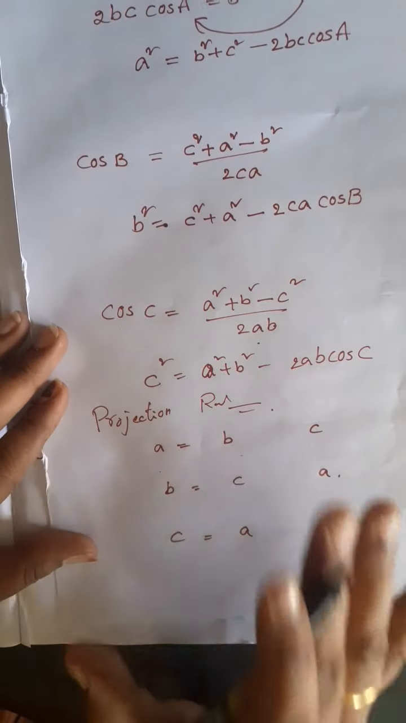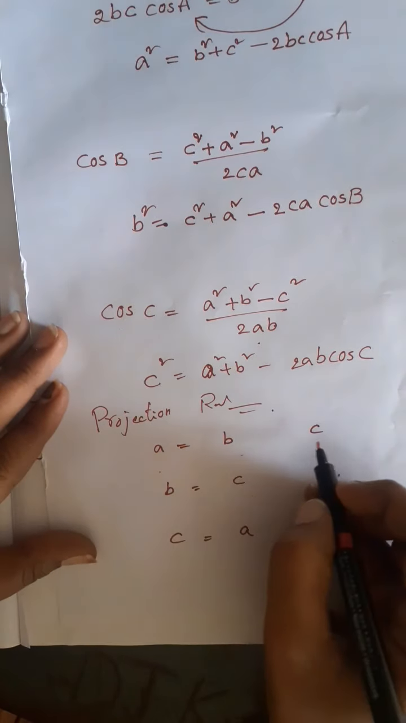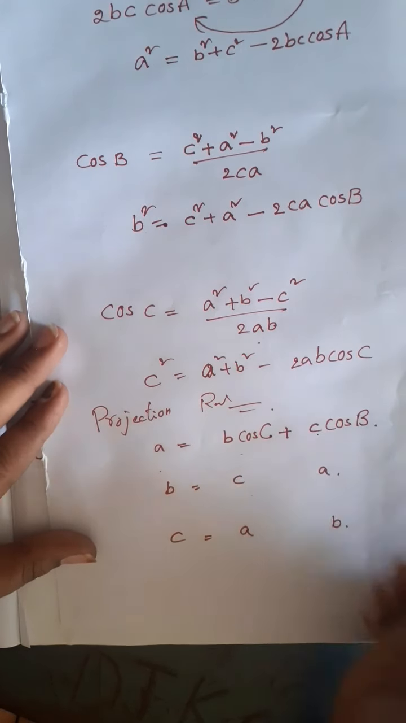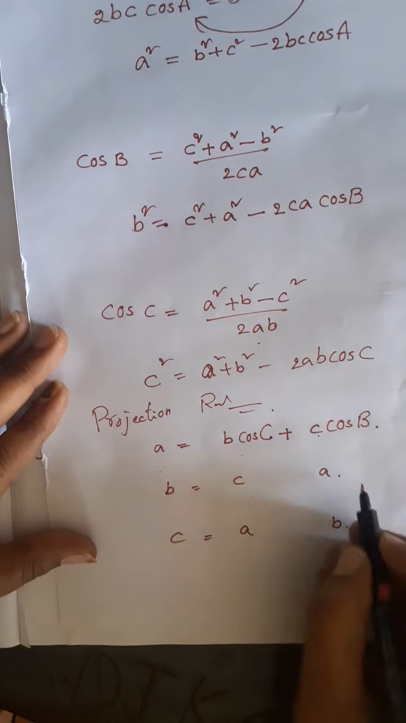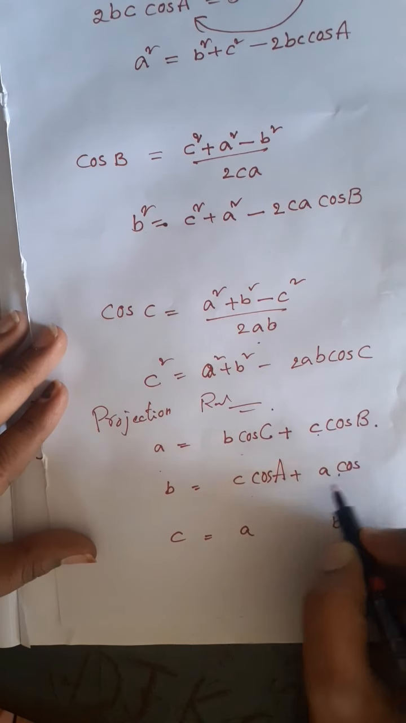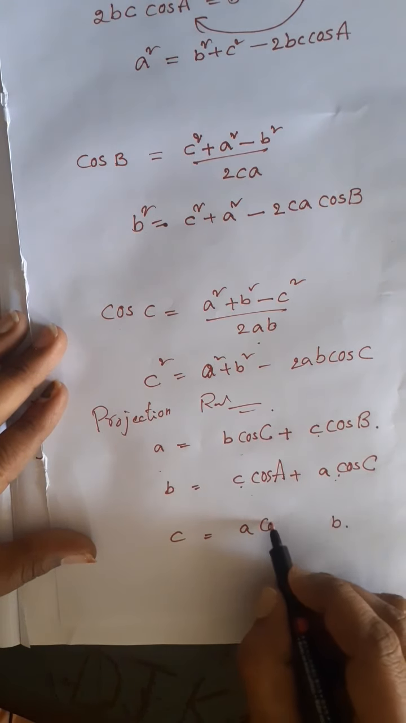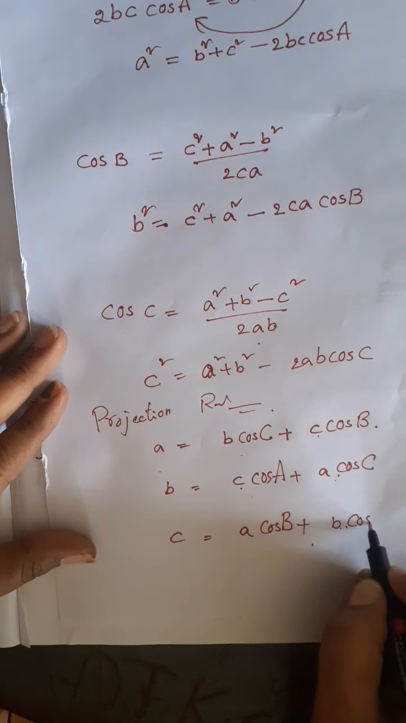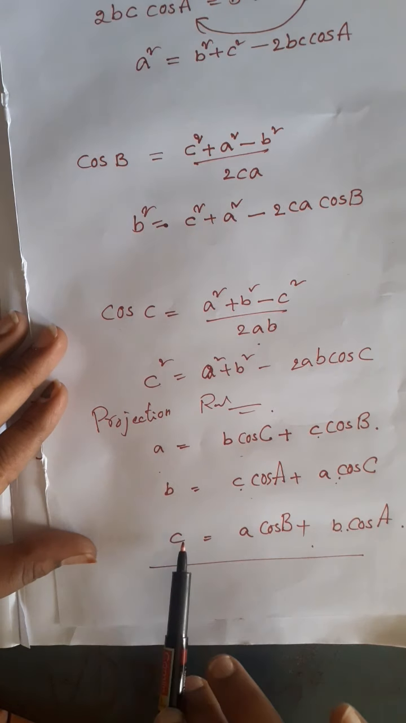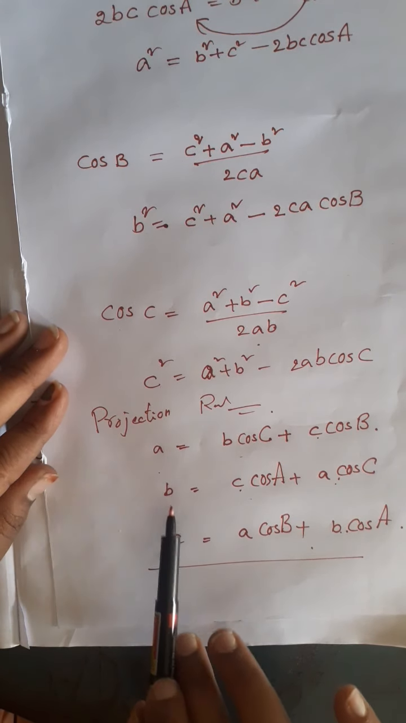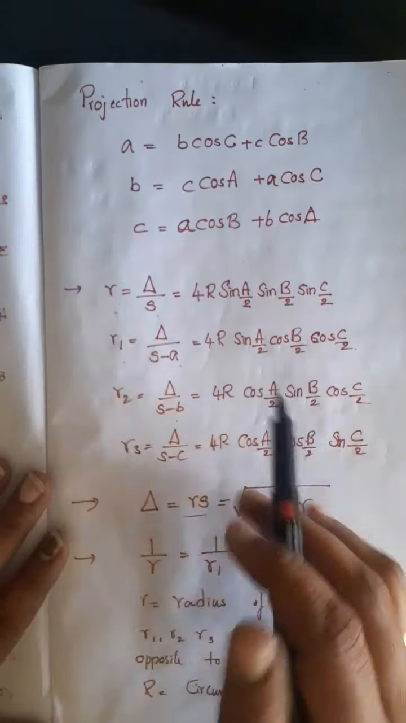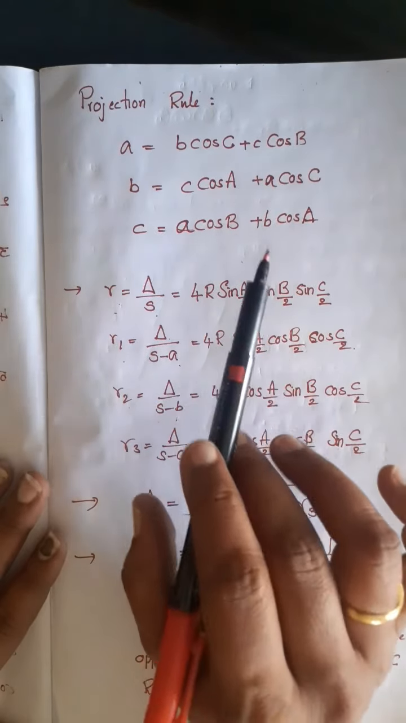Projection rule contains only cos function. So here a is b cos C plus c cos B. Here for b, you have a and c, opposite you write c cos A plus a cos C. Here c is a cos B plus b cos A. This is the projection rule between the sides a, b, c and the angles A, B, C. In this way we will find a, b, c values using the projection rule.